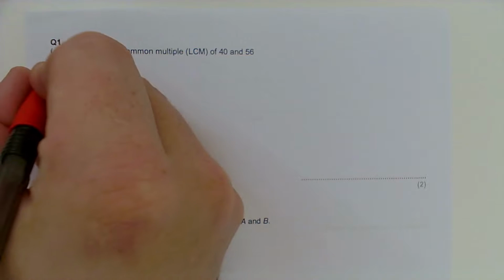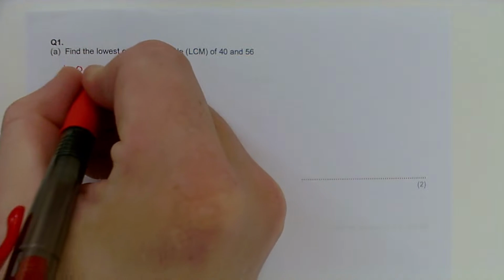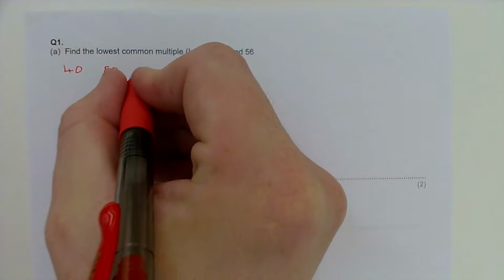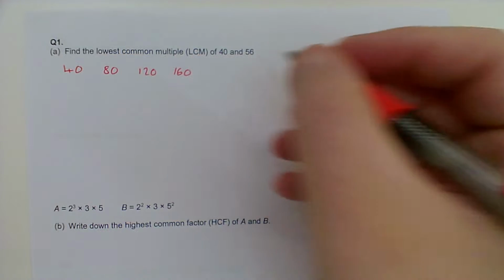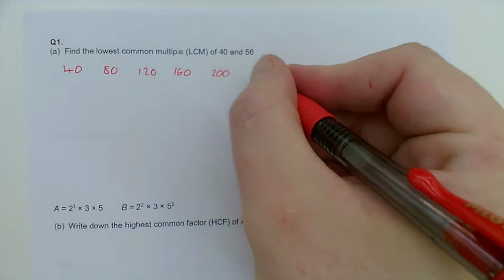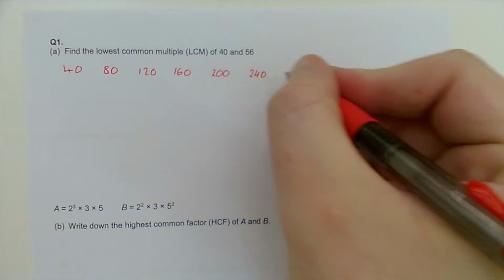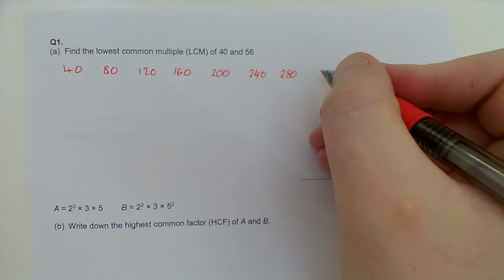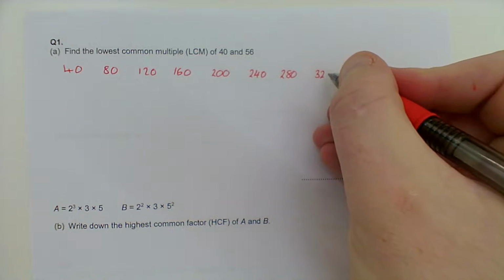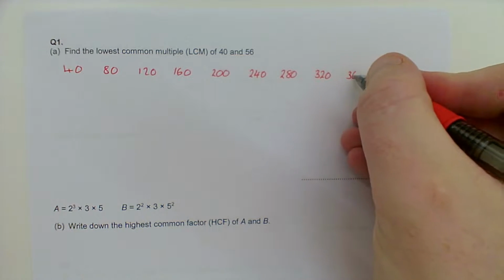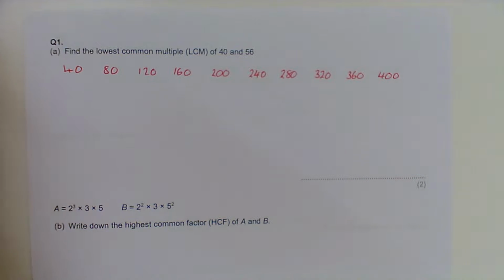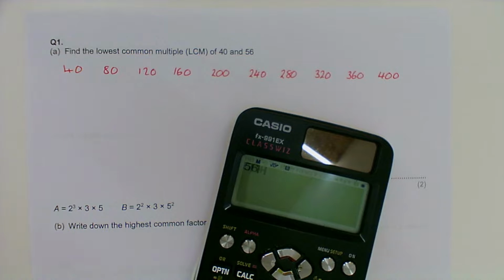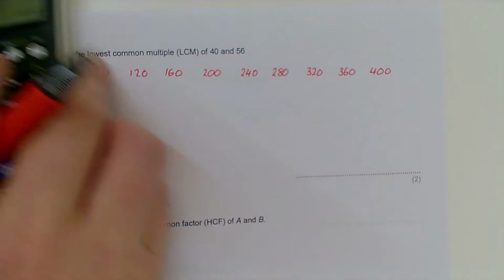We'll see how it goes, and then we might do it a different way, but I'm just doing the 8 times table for 40, so 4, 8, 12, 16, 20, 24, 28, 32, 36, 40.